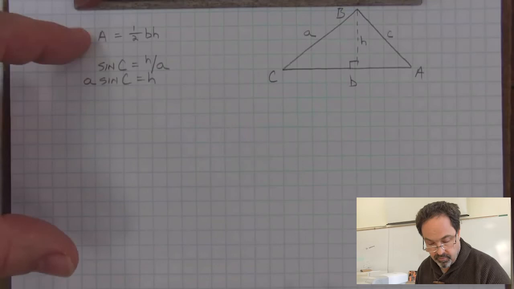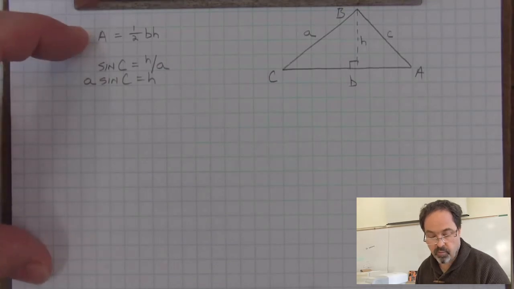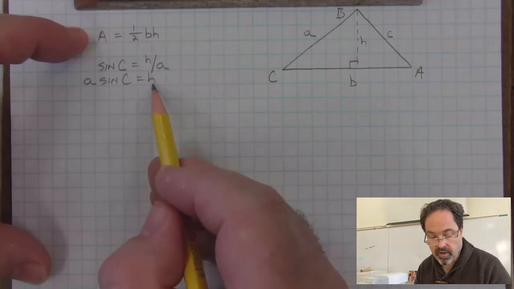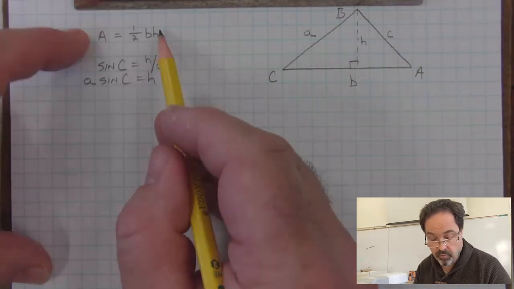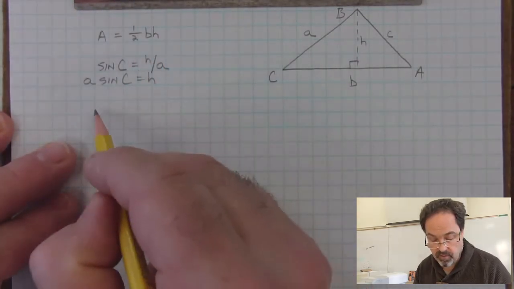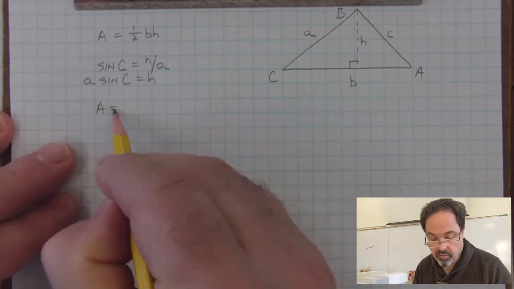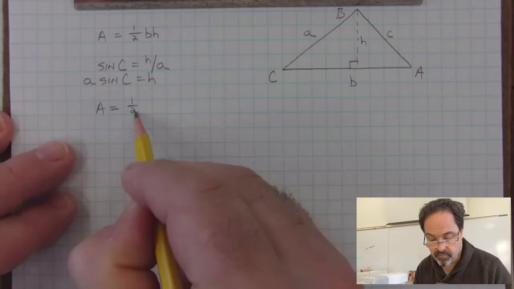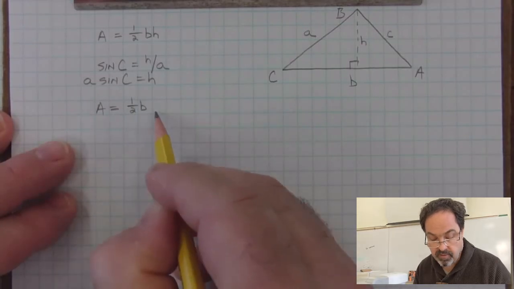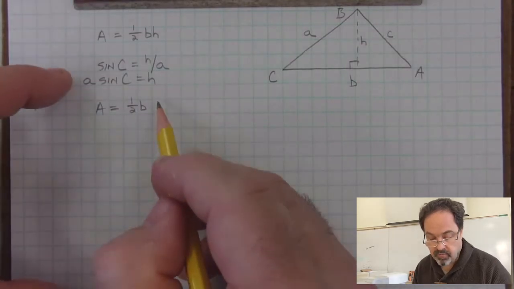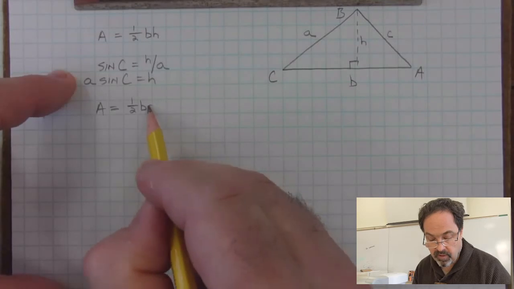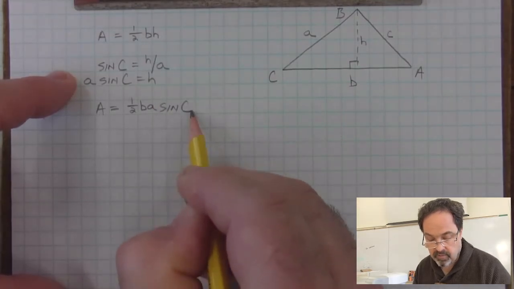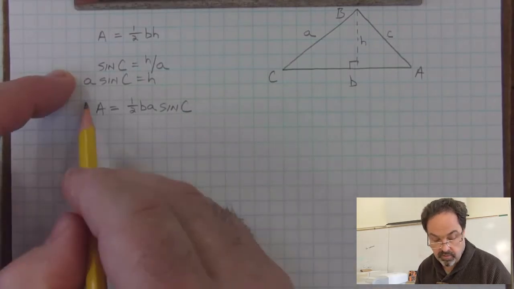And in the familiar formula, area is equal to 1/2 base times height, I can substitute what H is equal to in for H to produce a new formula for the area. Area is equal to 1/2 times side B, and then substitute side A sine angle C for H.